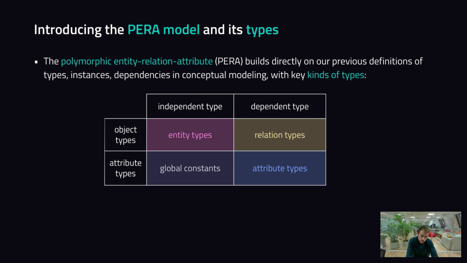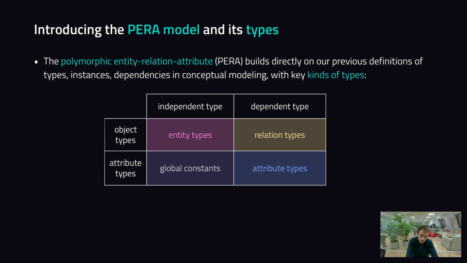In the first upper left quadrant, the independent types which collect objects, we speak of entity types. Then the dependent counterpart we call relation types. And in the case of attribute types, we usually want to use attribute types to only refer to the dependent case. There's also the case of independent attribute types, which I'm going to call global constants here. But really, we're going to use those only on one slide going forward. And in general, they're much less common in databases.